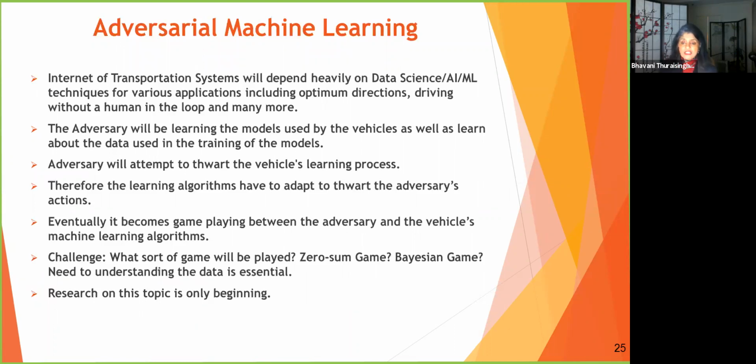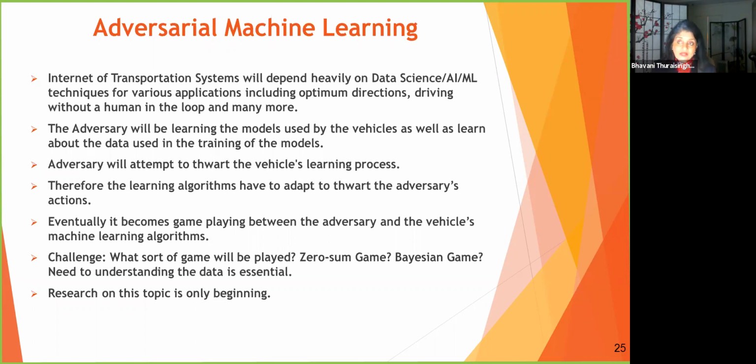So we said Internet of Transportation systems, right? These systems are going to depend heavily on data science, AI, and ML techniques for various applications, including optimum directions, driving without a human in the loop, and many more things. Without a doubt, AI is something we absolutely need, not just for cybersecurity, but for giving directions and preventing accidents in autonomous vehicles and driverless cars. We need it for all the coordination between the trains and the trucks. And even when we talk about air, sea and land vehicles, everything has to be coordinated. That's why we really need AI for many industries, including the transportation industry.